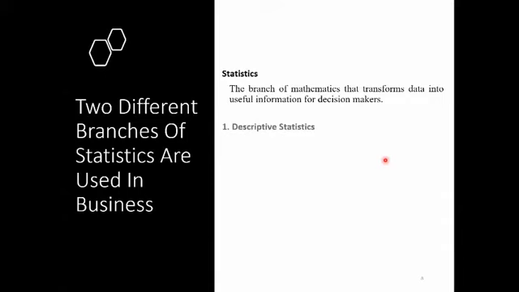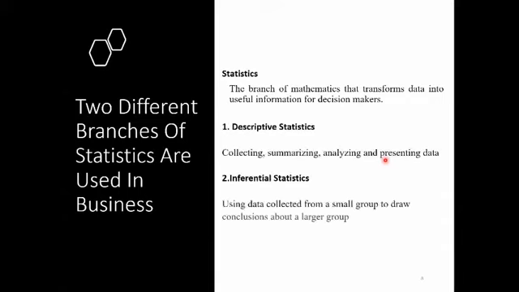Now, in statistics, there are 2 main branches that you have to keep in mind. One is descriptive statistics. The other one is inferential statistics. Descriptive statistics is very easy. It's where you collect, summarize, then you analyze, and then present your data. Inferential statistics goes a little bit beyond that, where you collect data from a small group in order to draw certain conclusions about a larger group.